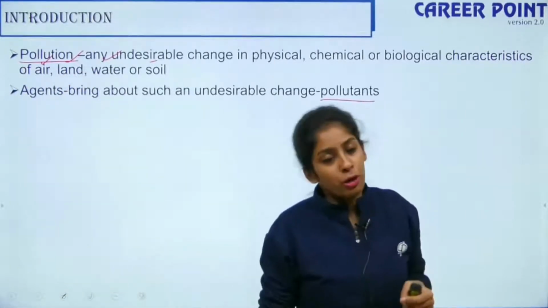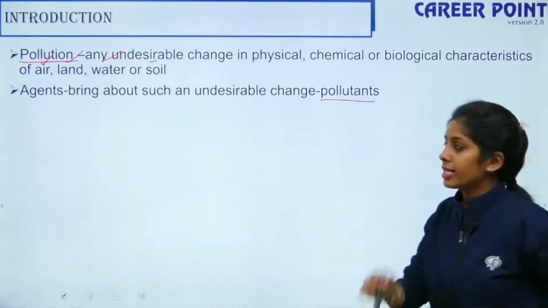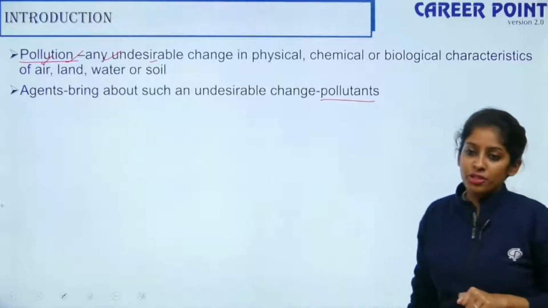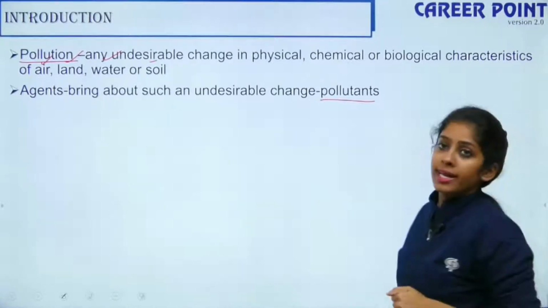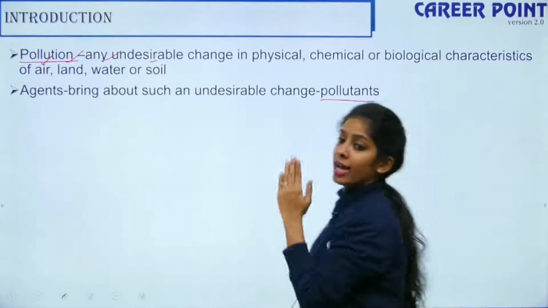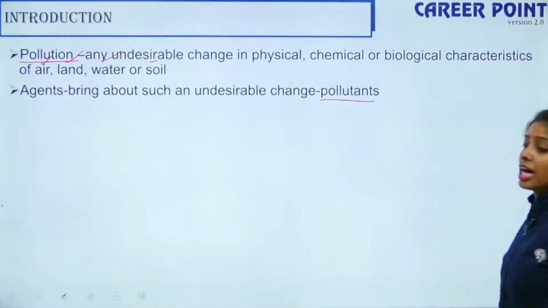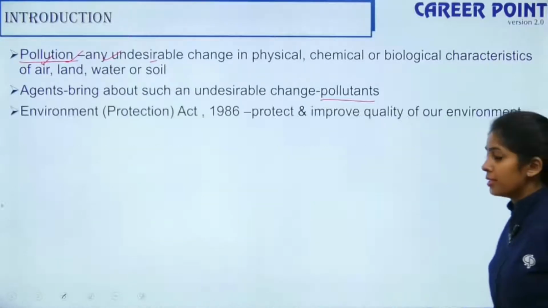Ma'am, we know how to describe pollution. Yes, even I know that. But when you have a question saying pick out the incorrect statement, then you will have definitions like this put up there. So please pay attention. So pollution is any undesirable change in your physical, chemical or biological characteristics of air, land, water or soil. Alright. So the agents which bring about such an undesirable change are called pollutants.